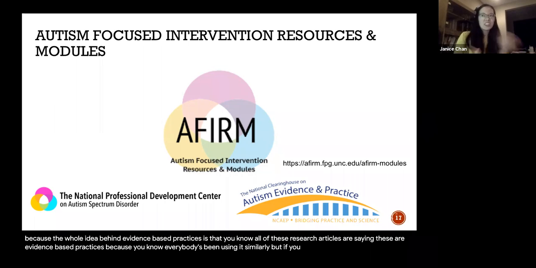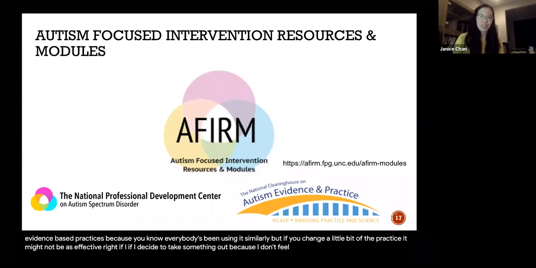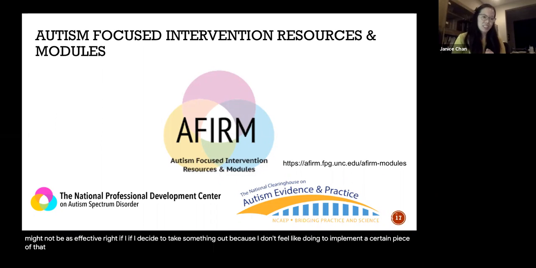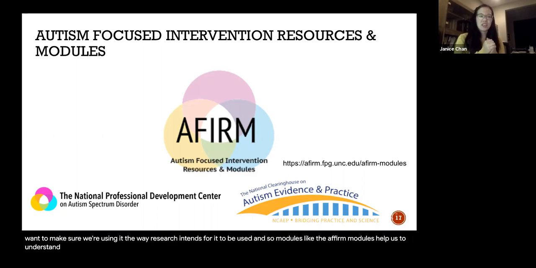But if you change a little bit of the practice, it might not be as effective, right? If I decide to take something out because I don't feel like doing it, or it's too hard for me to implement a certain piece of that practice, then I don't actually know how effective it is. That's kind of the conversation of fidelity to intervention. And so we want to make sure we're using it the way research intends for it to be used. And so modules like the Affirm modules help us to understand and make sure that we're all using it correctly.